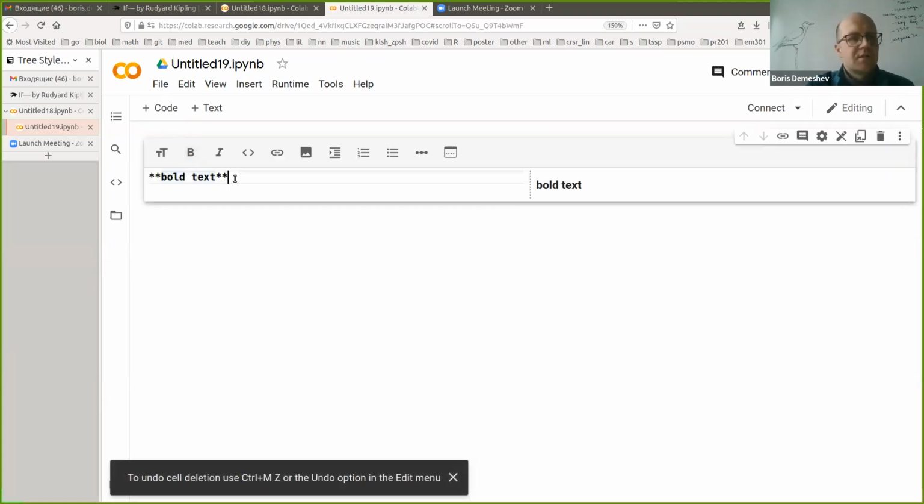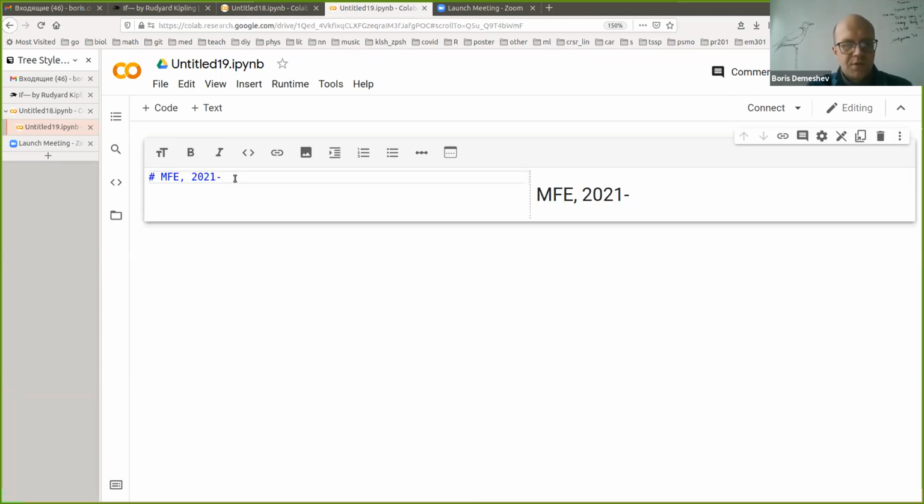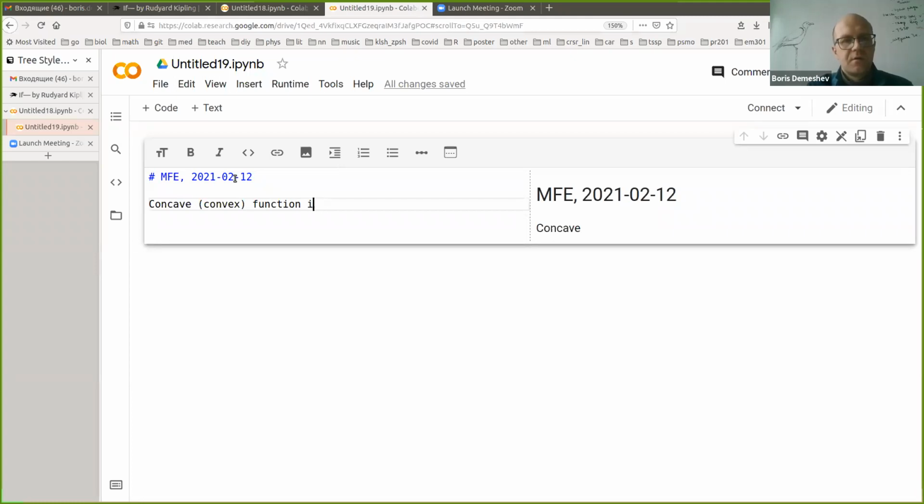So I will just type some notes when I'm working, so it will be a mess for economists. We have 21st year, second month, 12th. Okay, and we have concave, convex functions in optimization.